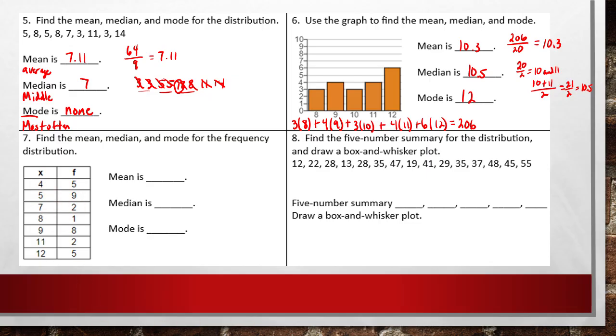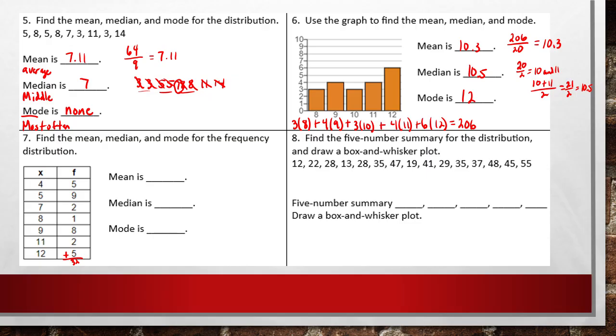So in order to find our mean, very similar to last time, if I want to find my denominator, I'm going to add all of my frequencies together. So if I add 5 plus 9 plus 2 plus 1 plus 8 plus 2 plus 5, if I plug those all into the calculator, you'll see that we get a sum of 32. So there's 32 total scores here.